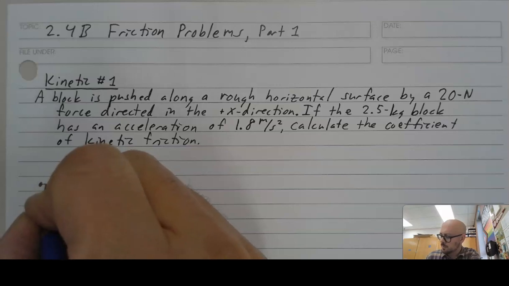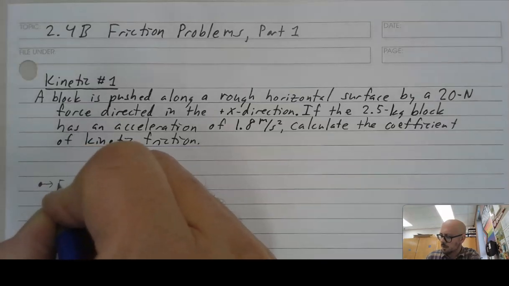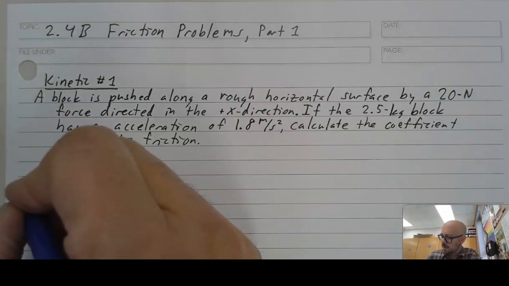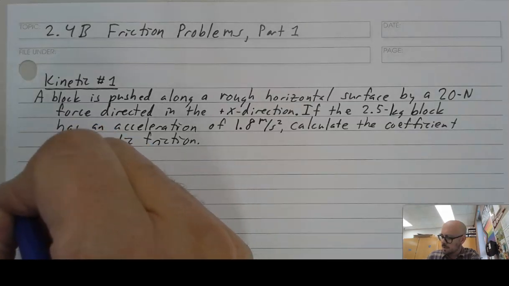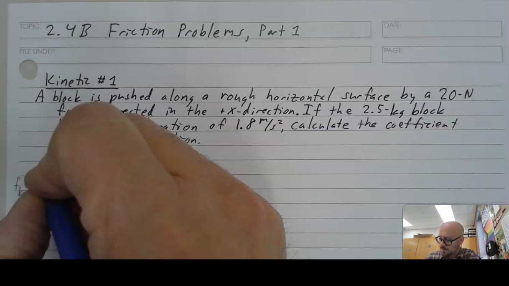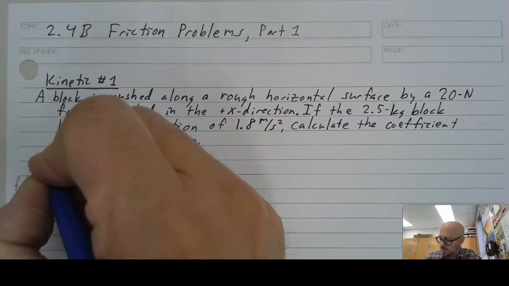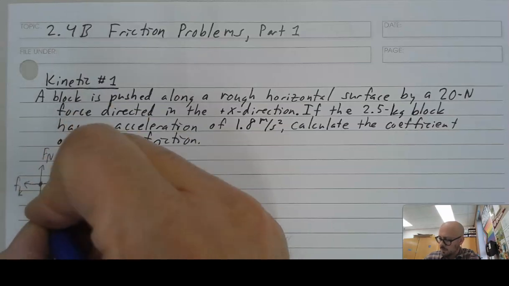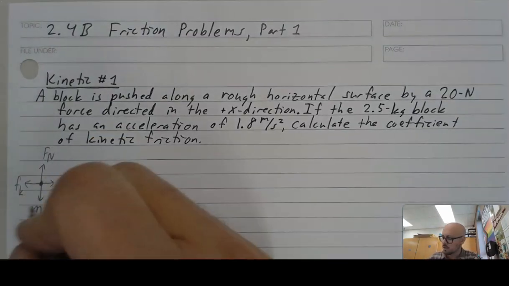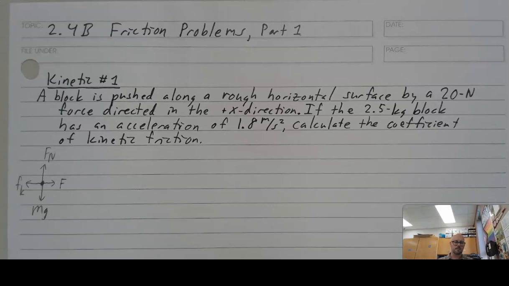So there's an applied force. It's 20 newtons. I'm going to call it F. If it's pushed horizontally in the positive x direction, then in the negative x direction, we have kinetic friction. I drew those arrows at different lengths. Ignore that. We have a normal force, and then we have the force of gravity. So this is a fairly common diagram for kinetic friction.